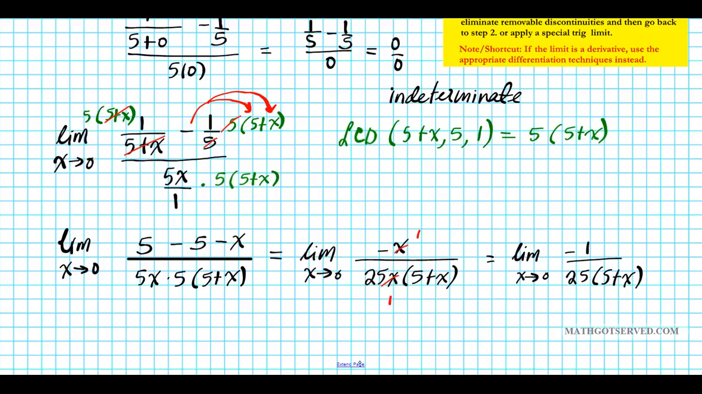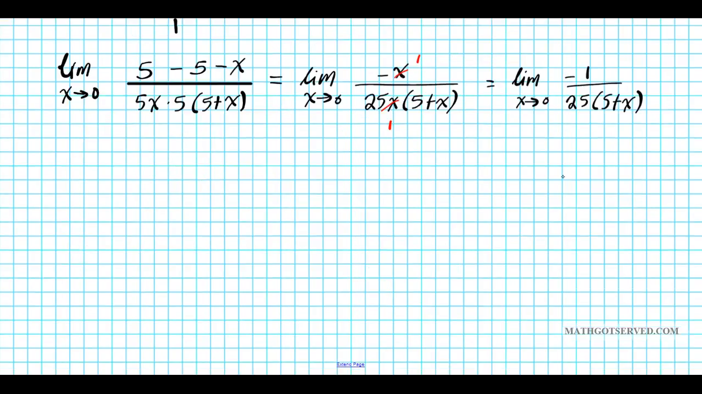Now what we'll do is simply plug in 0. We're now done with our transformation, and we're now going back to our substitution, which involves plugging in the value that x is approaching into the expression. So x is approaching 0, so we have negative 1 over 25 times 5 plus 0. Alright, simplify that. You have negative 1 over 25 times 5, which is negative 1 over 125, and that is your final answer.